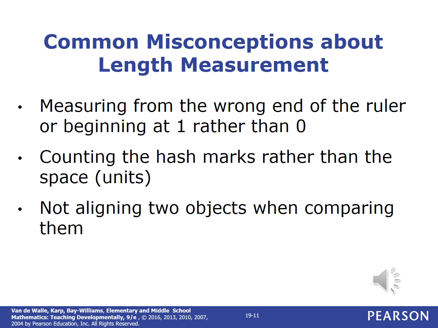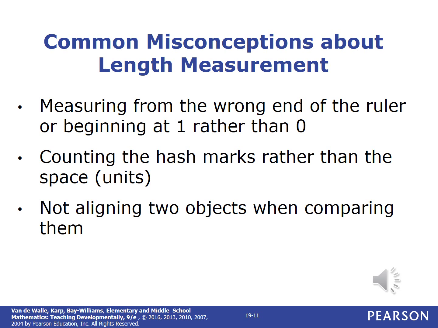This has to be pointed out to students, and oftentimes it's really helpful if you can go from one student to the next to ensure that they're measuring correctly, or pair them up with a partner who has seemed to master the skill so that you can make sure that they're starting at 0. Another common mistake is counting the hash marks rather than the spaces. And another one is not aligning 2 objects when comparing them and not lining them up exactly from one end to the next.